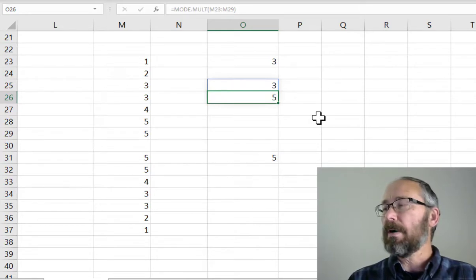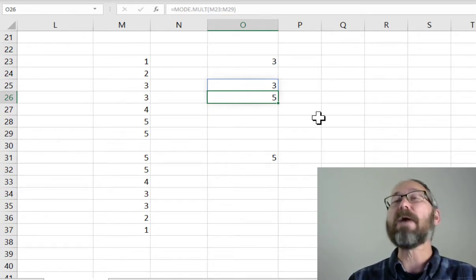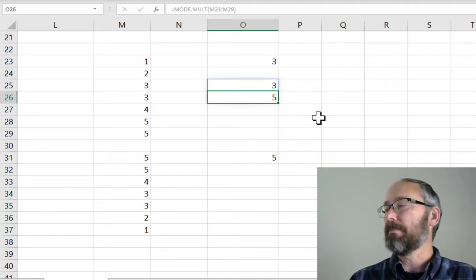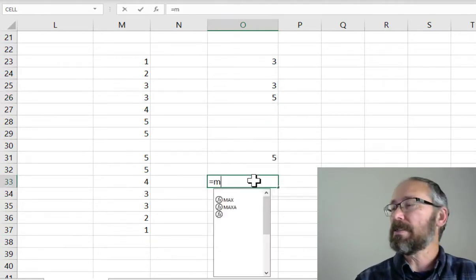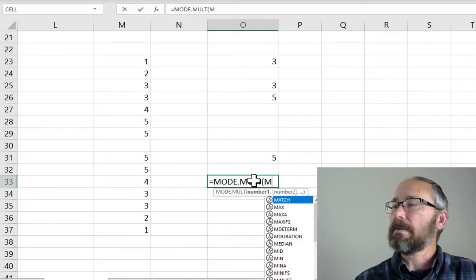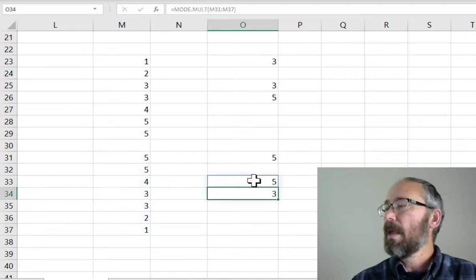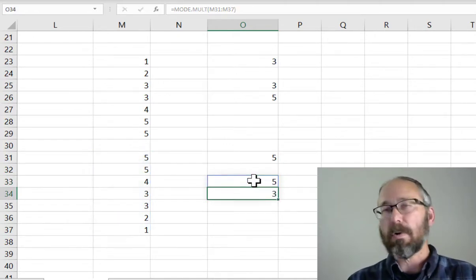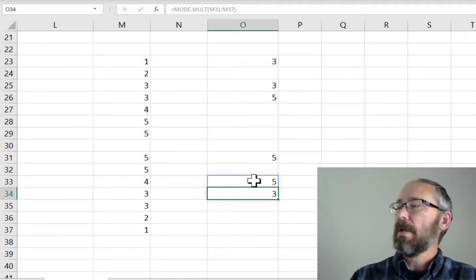So this is the best way of figuring out if you have multiple modes, meaning multiple values that occur most frequently, right? And the order doesn't matter here. If I do it up here, they'll be listed in a different order. Oops, mode first, not multiple. And 31 to 37. And they're listed in the reverse order, but they're still both there. So in many ways, that one's a better one to use.